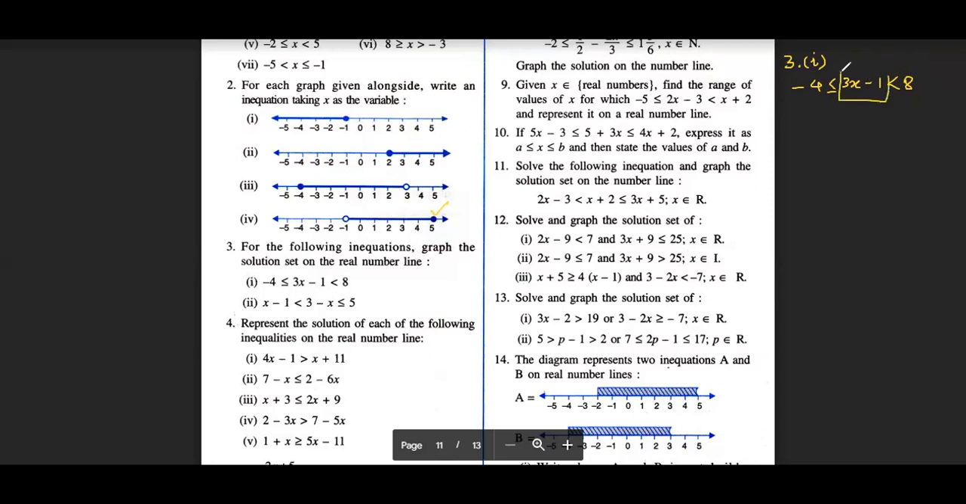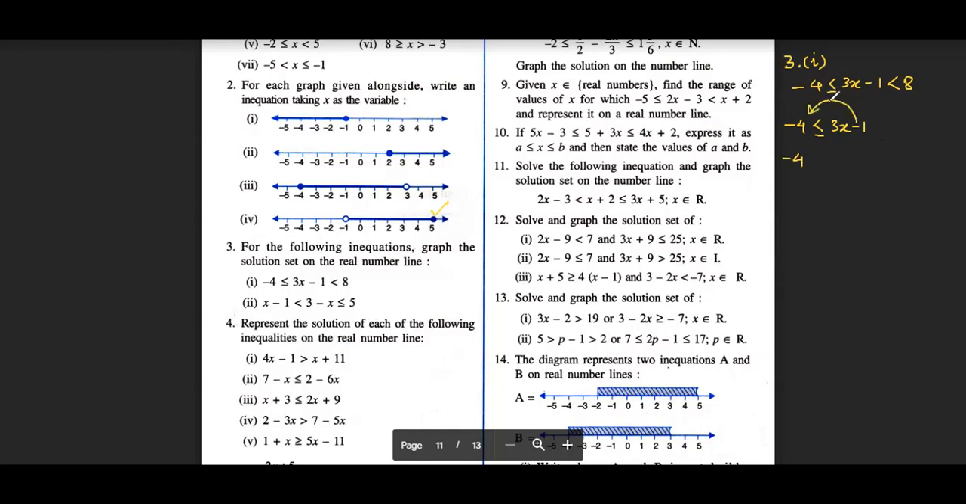Keeping only x in, and finally when we recombine, then only x will be in the center. So now I take the first inequality, which is -4 less than or equal to 3x minus 1. Means I have taken only this part. Simple, we will solve. Let me keep x only on one side and send all the other things to the other side. -4 is already there.